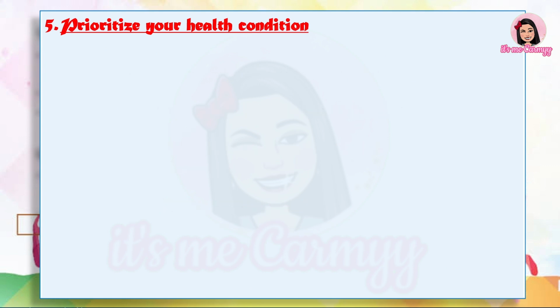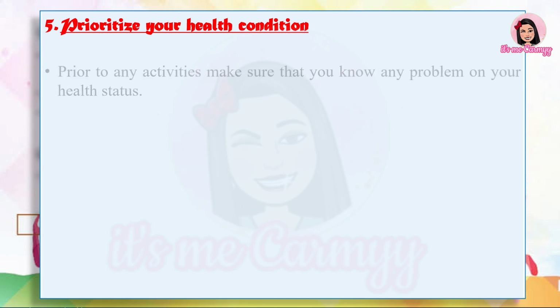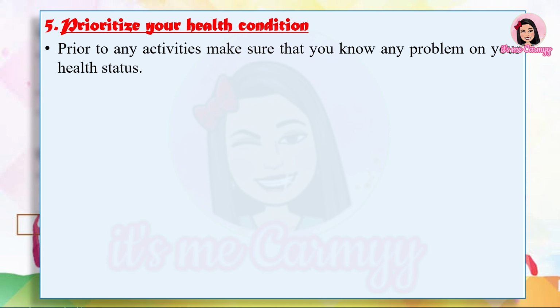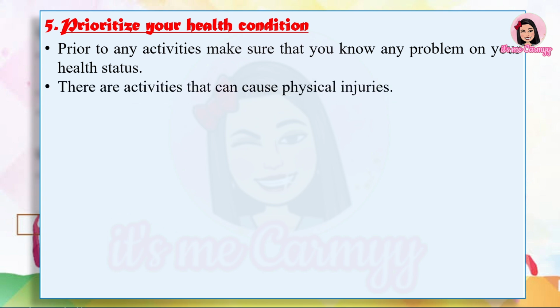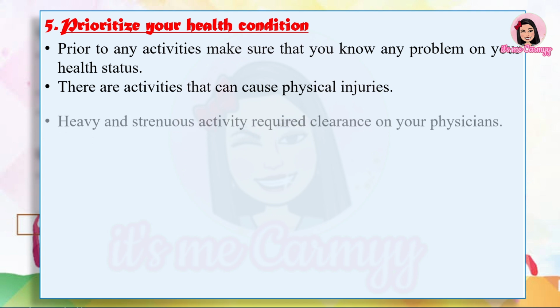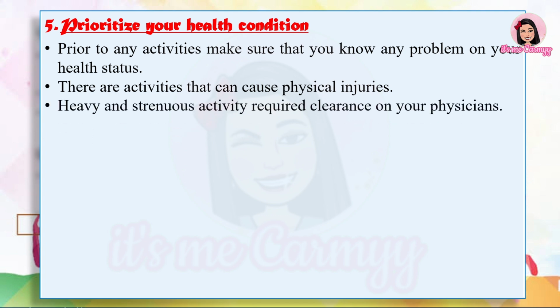Next, number 5, prioritize your health condition. Prior to any activities, make sure that you know of any problem with your health status. There are activities that can cause physical injuries. Heavy and strenuous activity requires clearance from your physician.